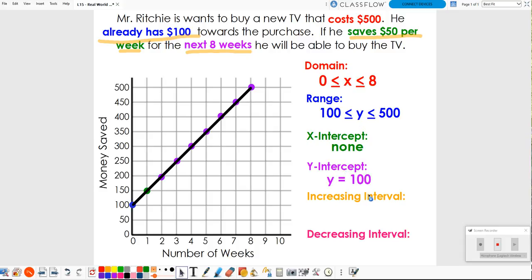My increasing interval, when I look at this graph, I can see that the money I have is always increasing. So my increasing interval is going to be from where we started at 0 weeks all the way up to where we end at 8 weeks. And since it's always increasing and never decreasing, we would say our decreasing interval is none.